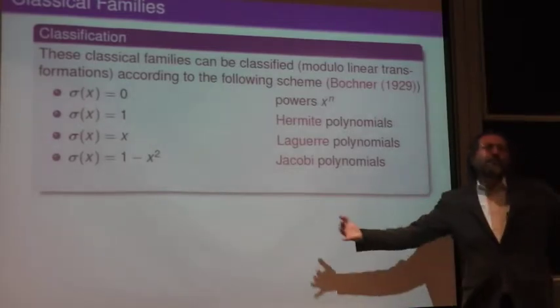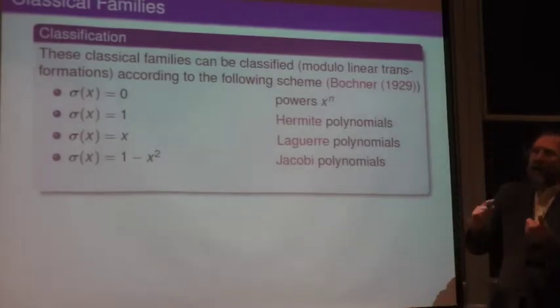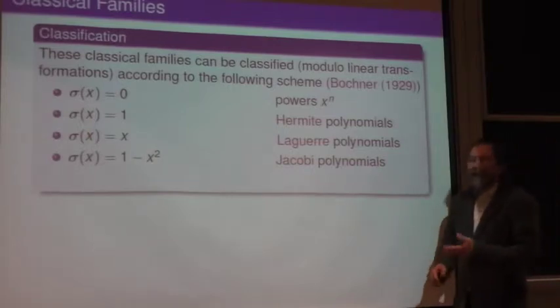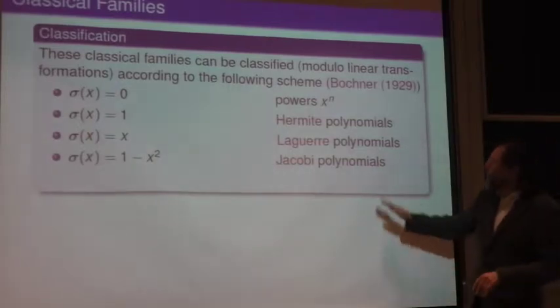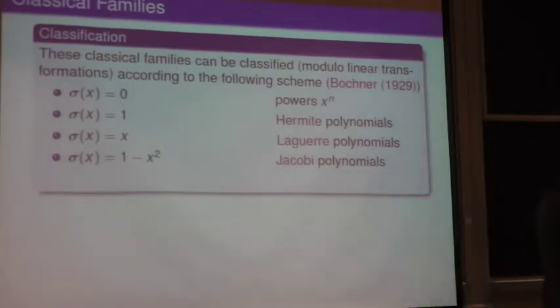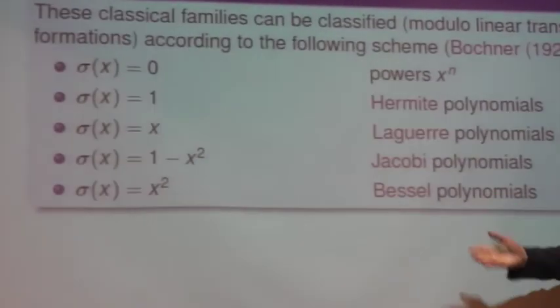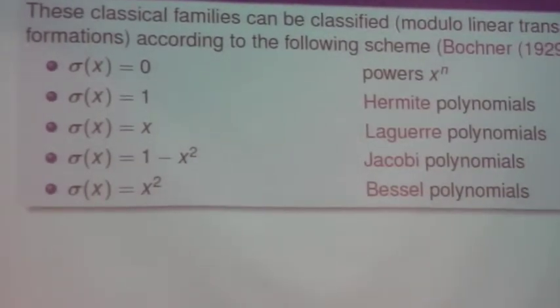Actually, Jacobi is a big class containing Legendre, Chebyshev 1, 2, 3, 4, whatsoever, and Gegenbauer. So this is a big, huge class. And then there is a final thing. Assume sigma has a zero, but at a double zero. Then we get the Bessel polynomials.